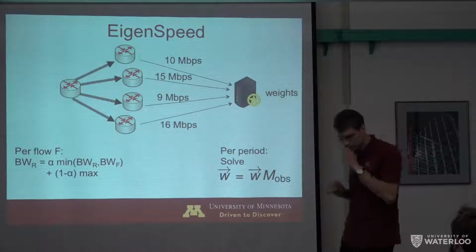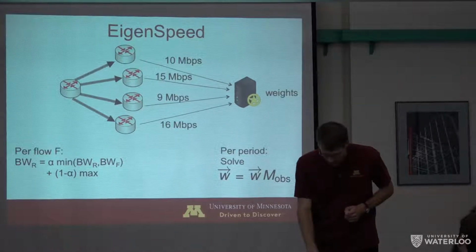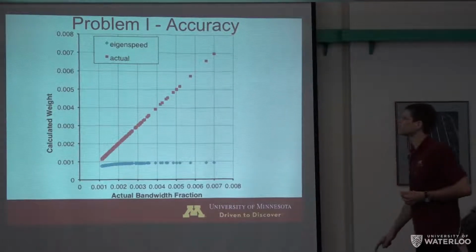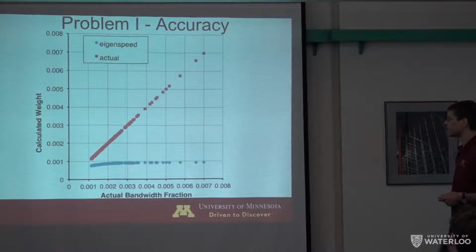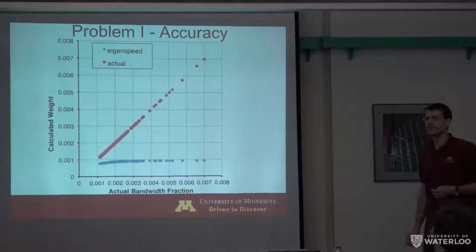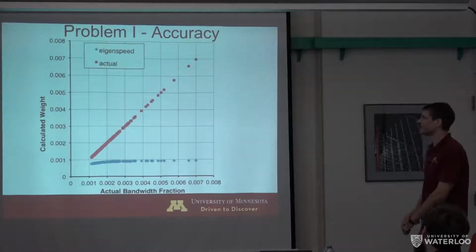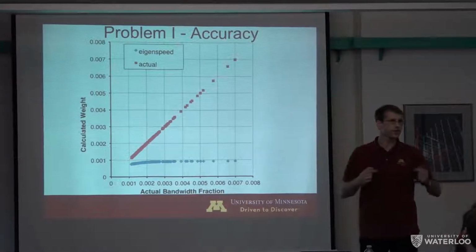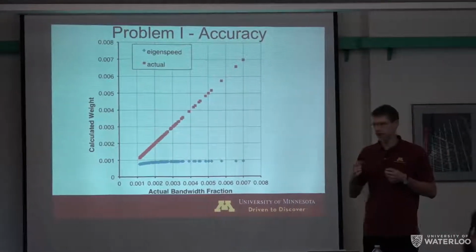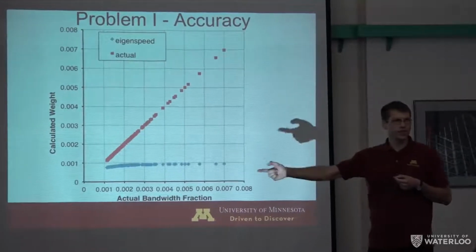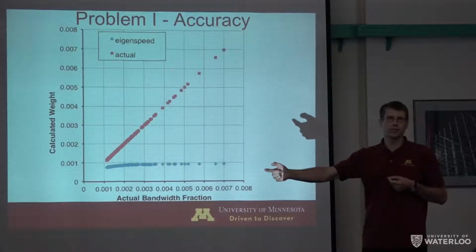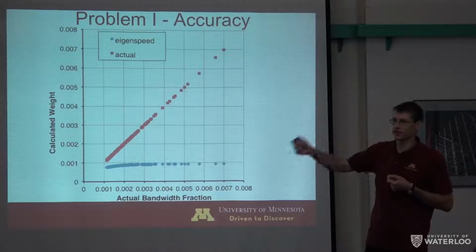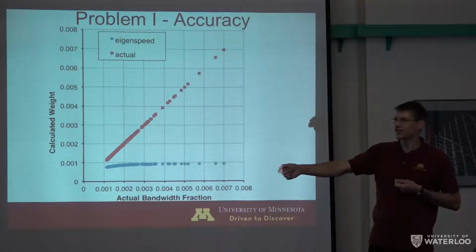But there's a few problems with EigenSpeed. The first problem is it's not very accurate, because EigenSpeed still has this problem which came up earlier. If my bandwidth is 100 megabytes per second, I'm never going to be able to measure someone who has a higher bandwidth as having a higher bandwidth than 100 megabytes per second, right?